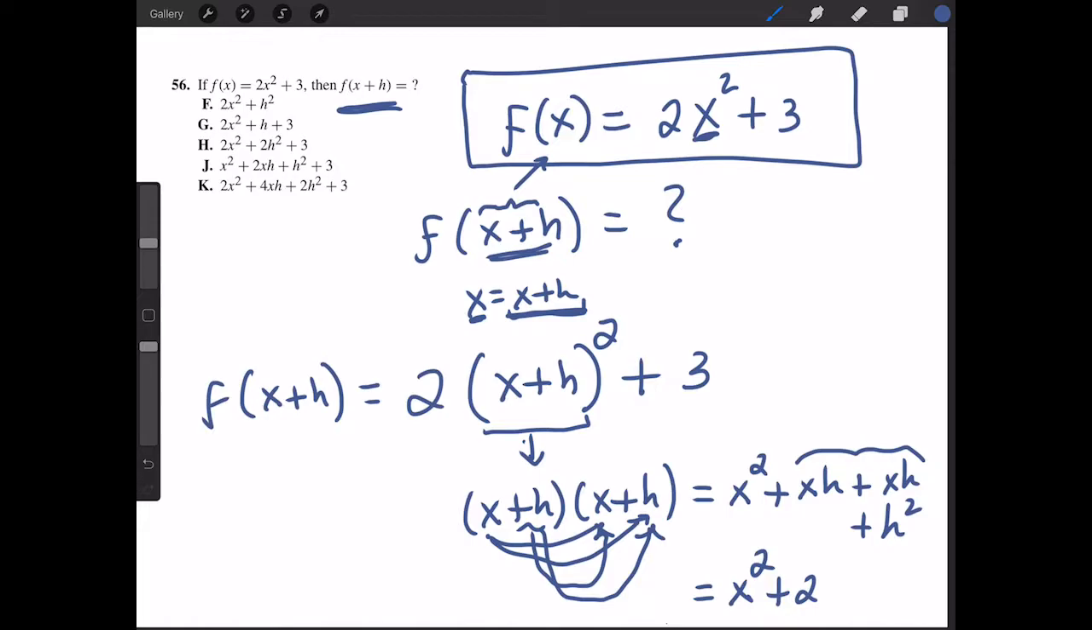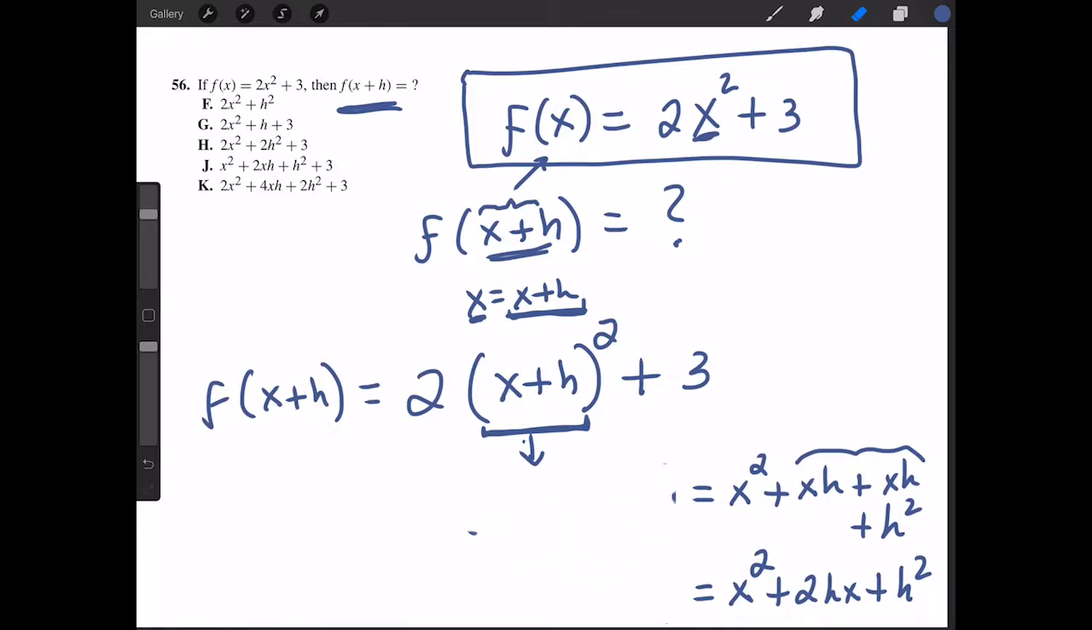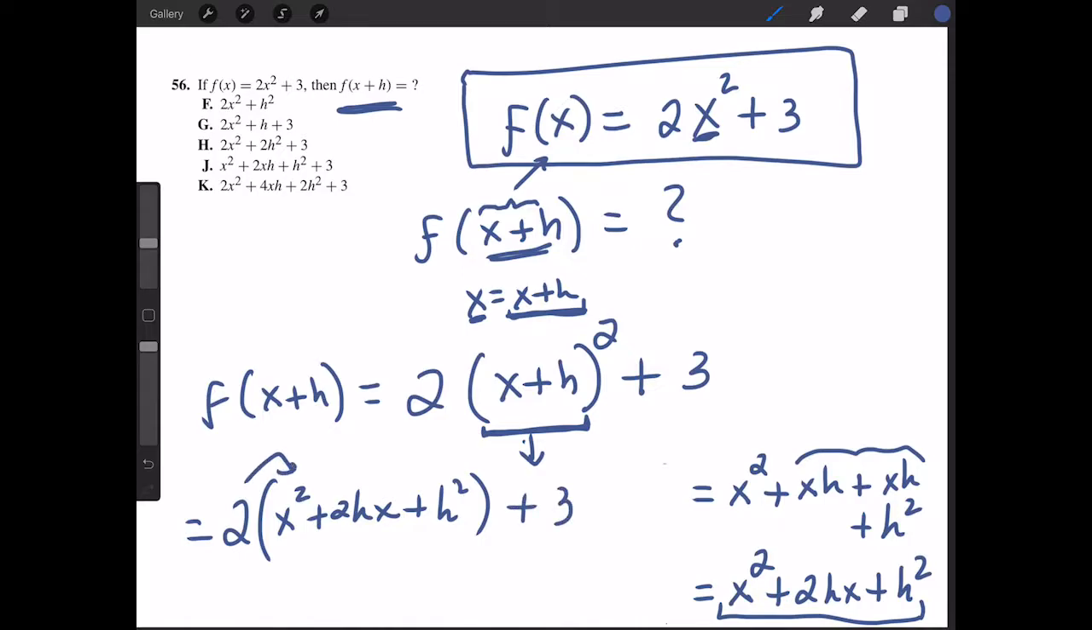We have 2 of these terms, xh, xh, and so it would be plus 2. Typically, you have the h first and then the x, so we'll reorder that, and then plus h squared. That is just the FOILing of this x plus h squared. So now what we can do is take this and bring it back to the solution here as 2 times, well, x plus h squared, as we saw, is all of this. So let's put that into parentheses, x squared plus 2hx plus h squared, and then close the parentheses, and then plus 3.